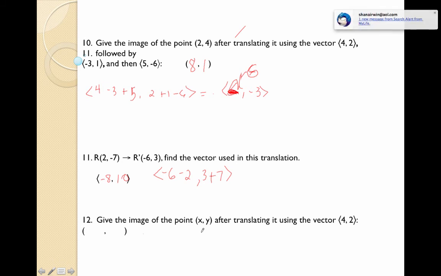Now we want the image of x, y after we translate it using the vector 4, 2. So we don't know what x is, so we can't really add these and just write a number down. But whatever it is, it's going to be x plus 4, and this one's going to be y plus 2.